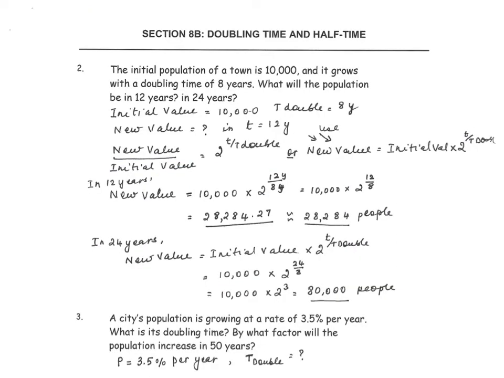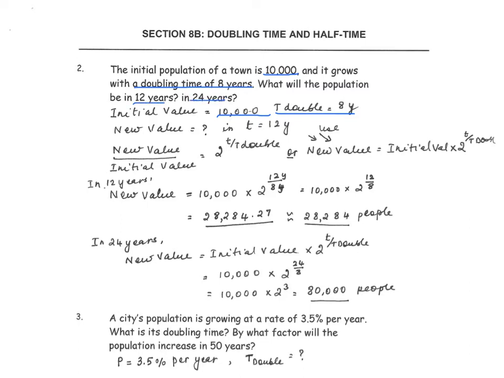Another similar example of exponential growth. The initial population, so the starting value or the initial value, is 10,000. That's the initial population of the town, and it grows with a doubling time of 8 years. So it doubles in 8 years. Every piece of information, just turn it into mathematical notation and then plug it into the right formula and you're done. So the doubling time is 8 years. What will the population be in 12 years, in 24 years? It doesn't matter, you just have to plug in the t for each situation.